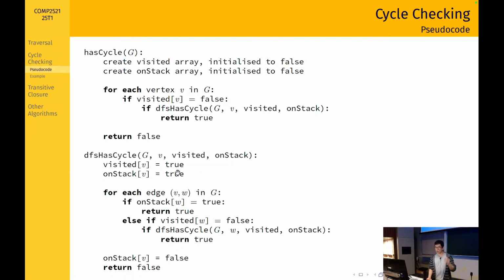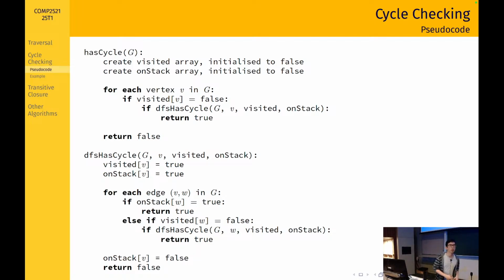Okay, and in our helper function, at the beginning, we're going to mark v as being on the stack. Right, so onStack[v] = true. And at the end of the function, we're going to set onStack[v] back to false, okay, to indicate that it's no longer going to be on the stack.